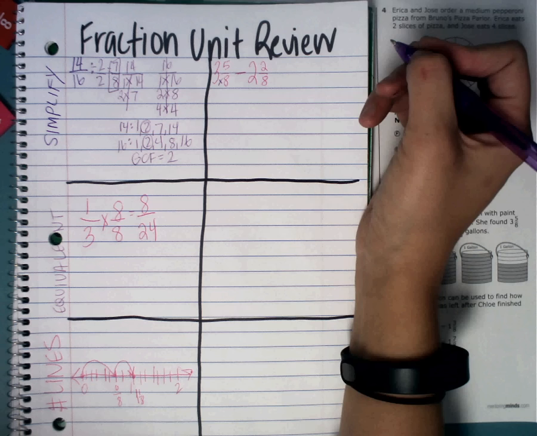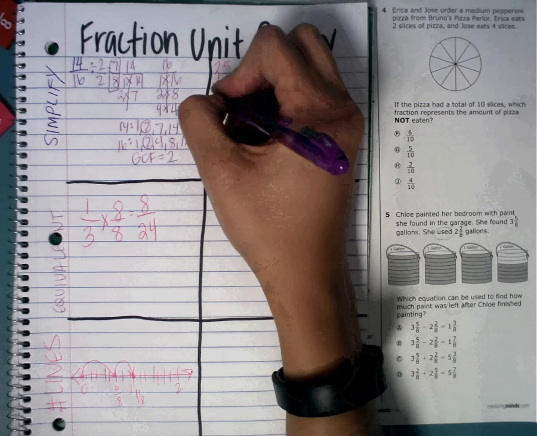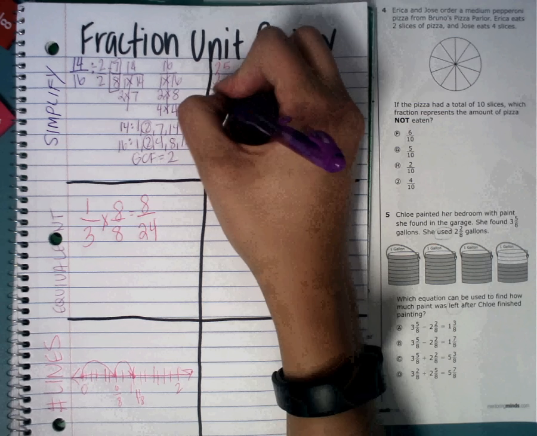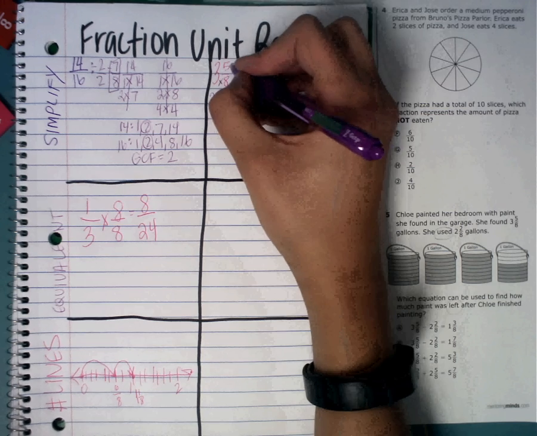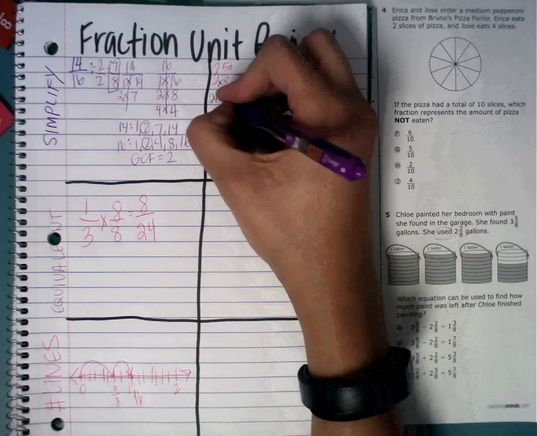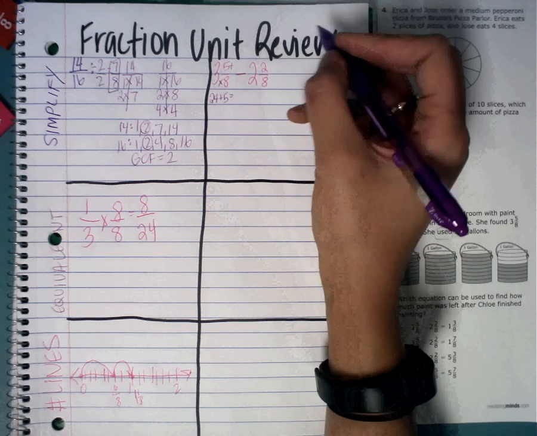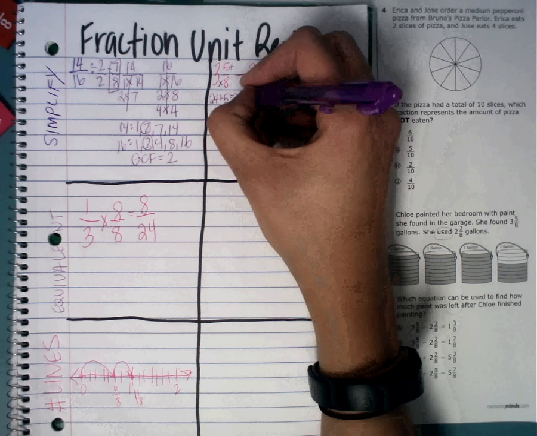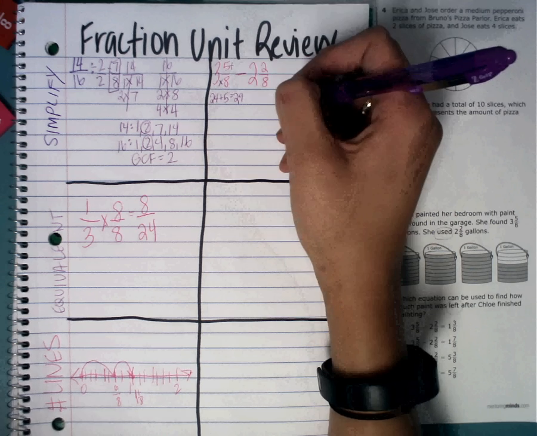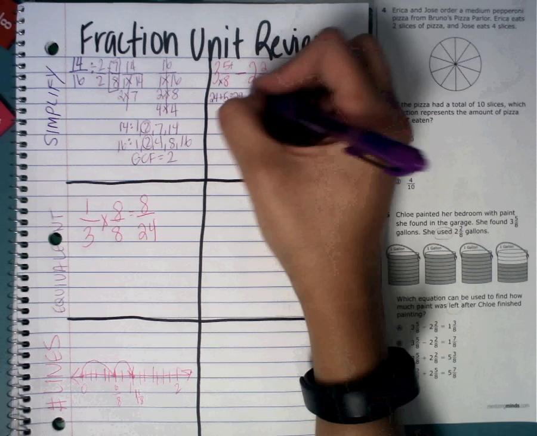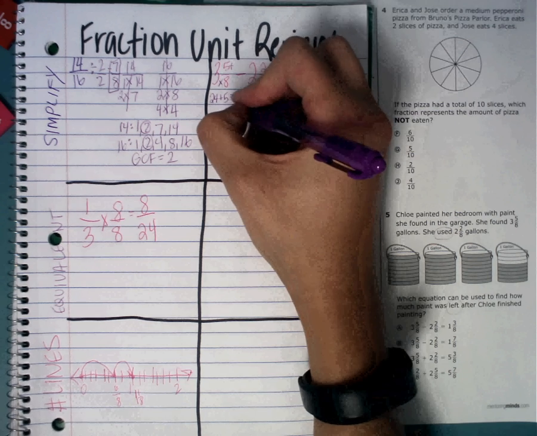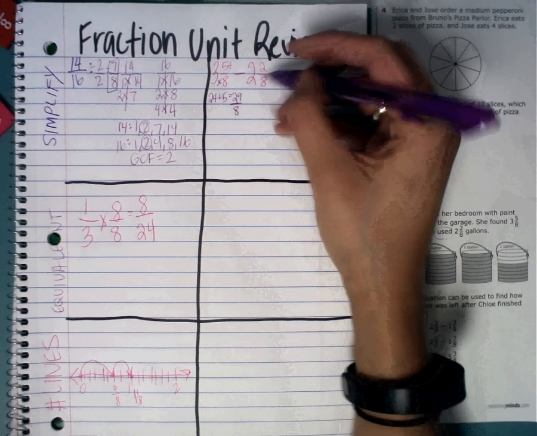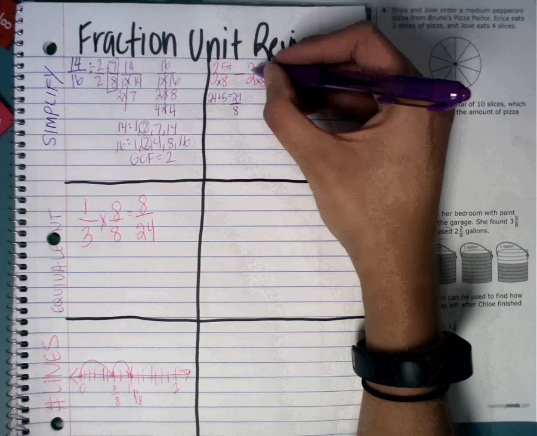So I'm actually going to use a different color here. I need to multiply the whole number times the denominator. What's 3 times 8? 24. And then I need to add the numerator. What's 24 plus 5? Pay attention. 24 plus 5 equals 29. What do I need to remember here? It's 29/8. Super duper important you remember that.